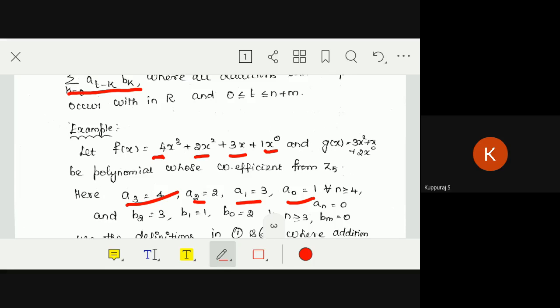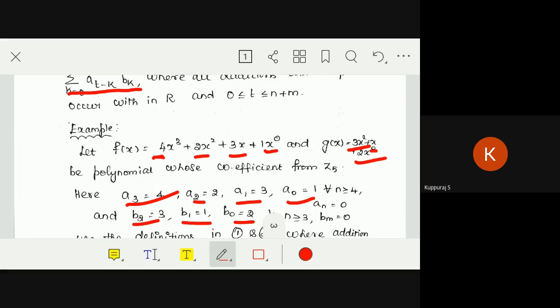Similarly, for g of x, the x power 0 coefficient is 2, that is b0, the x power 1 coefficient is 1, that is b1, and the x squared coefficient is 3, that is b2. So in this, which one is higher degree?